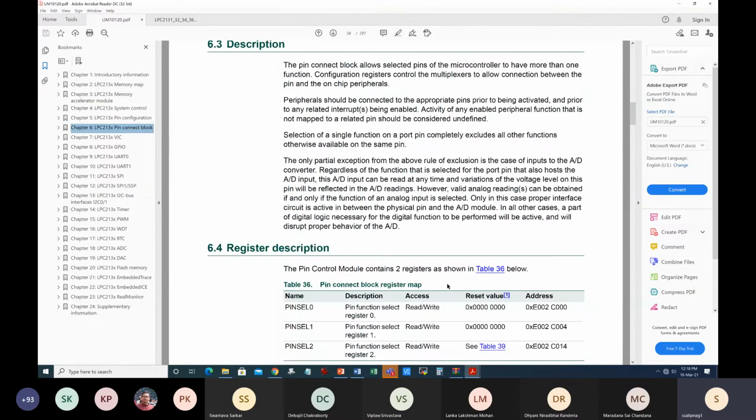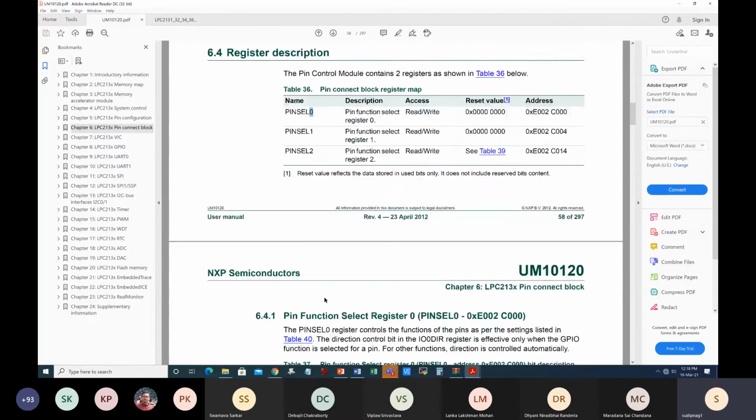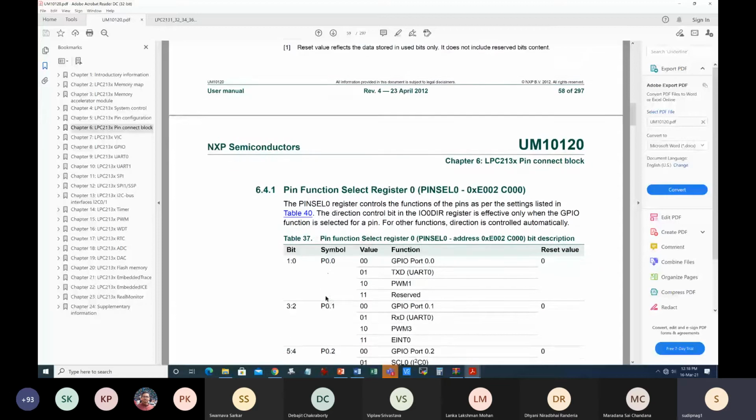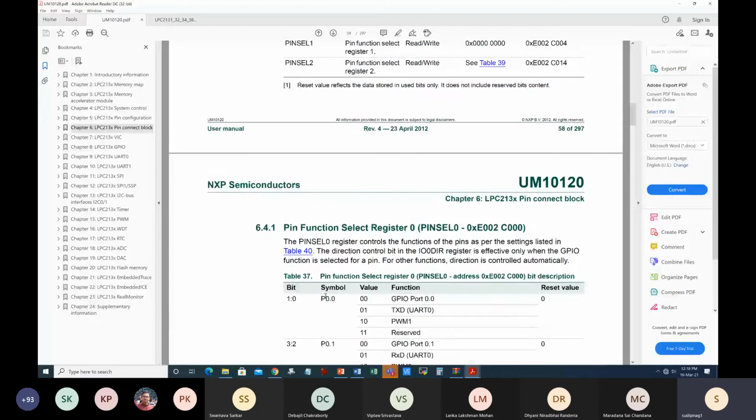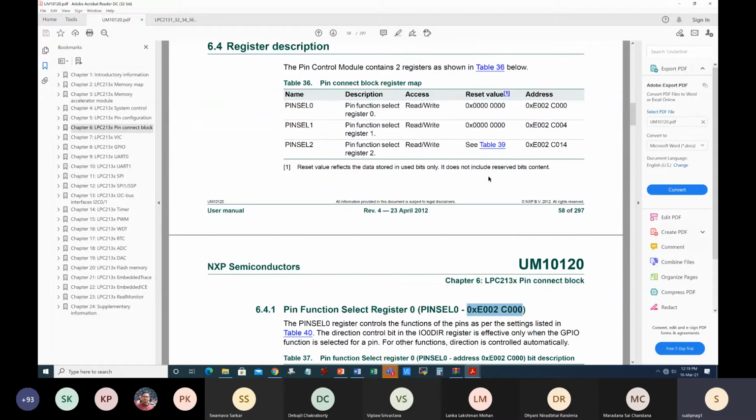If I want to select that particular pin for GPIO purposes, I have to go inside one of these 3 pin selects and tell the microcontroller what I want to do with that pin. Let's look at this example of PINSEL0. PINSEL0 has a certain physical address. This is the address of the register under consideration, either PINSEL0, 1 or 2. These are the physical addresses that are mapped within the memory map.